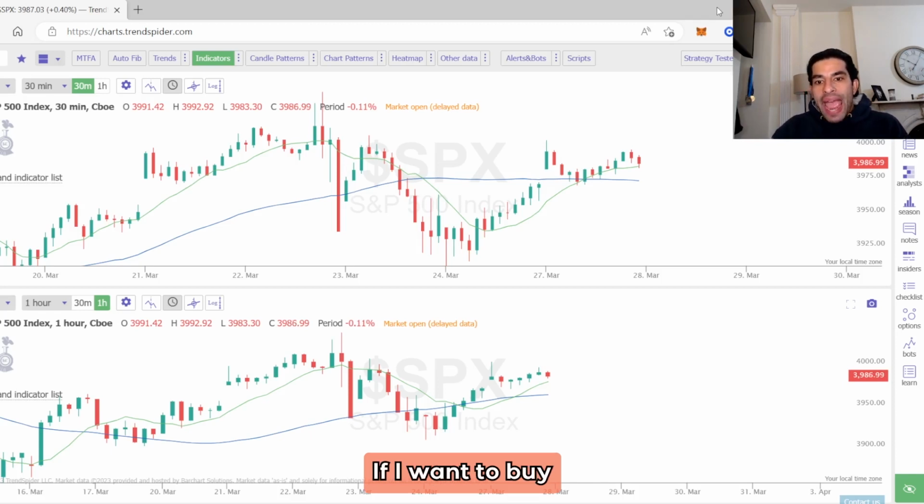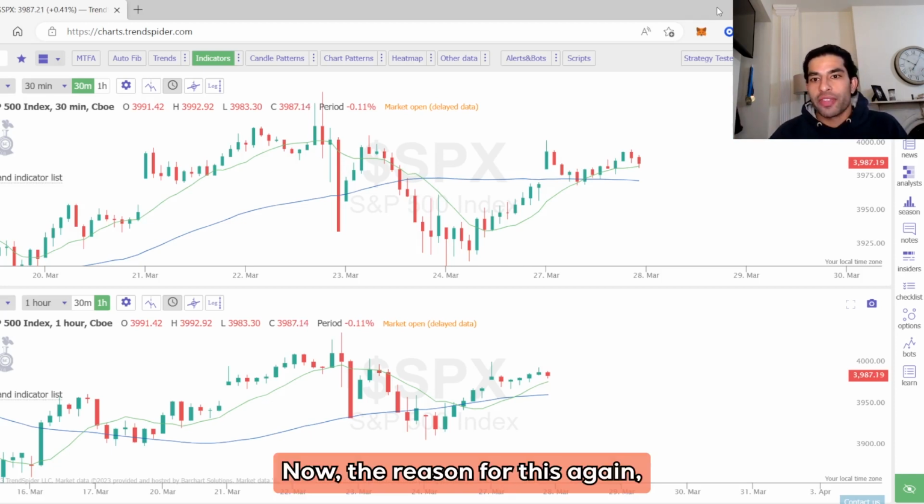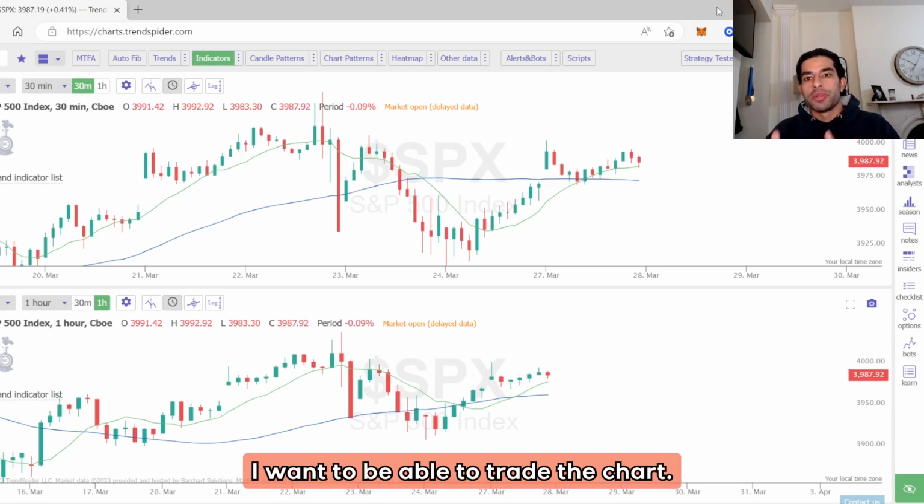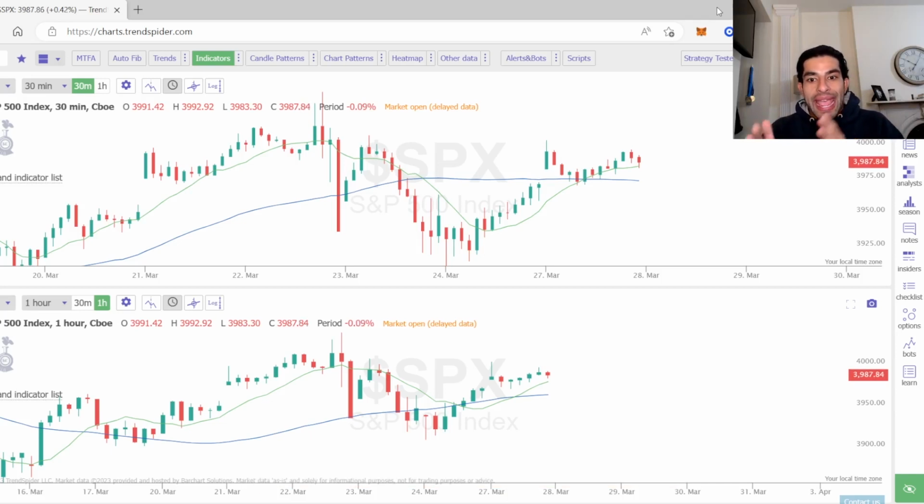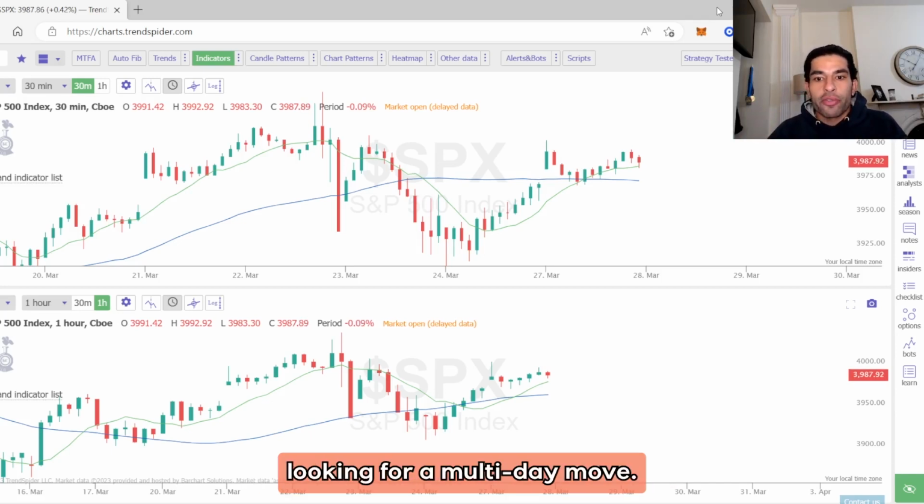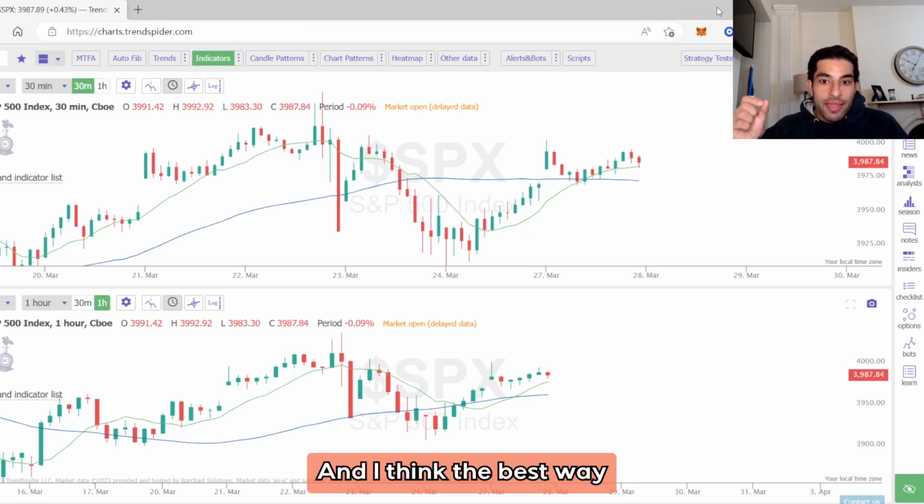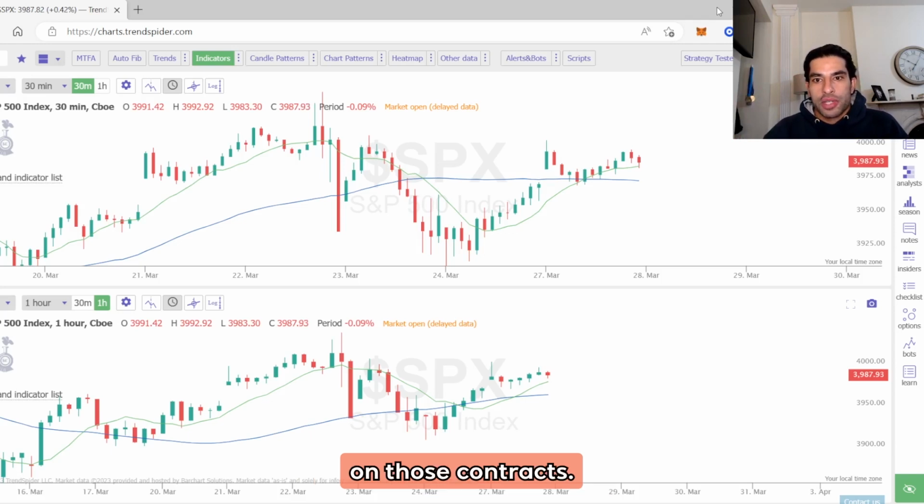I want to buy at least a month out, at least. There's been times where I'll buy options contracts 2 months out. Now, the reason for this, again, is because I want to be able to trade the chart. And if I'm swinging, it means I'm looking for a multi-day move. And I think the best way to take advantage of that is buying plenty of time on those contracts.